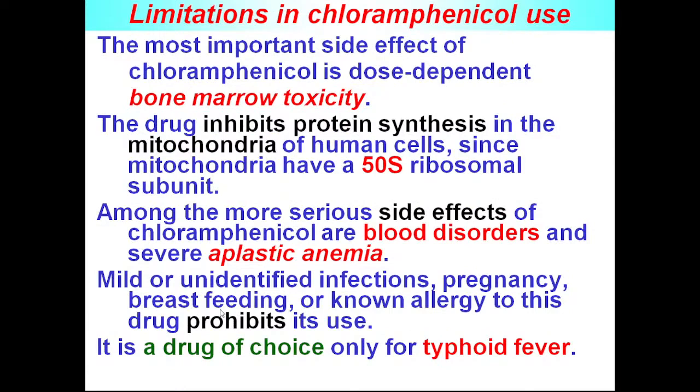But this is a good drug, but we have some limitations. It may produce dose-dependent bone marrow toxicity. The drug inhibits protein synthesis in mitochondria of human cells too, because there is a large similarity between the bacterial ribosome and the mitochondrial ribosome, which has a 50S ribosome that is smaller than the other one. Among the serious side effects of chloramphenicol we may have blood disorders, aplastic anemia, and so on. But sometimes we may use it as a drug of choice. For example, in some diseases like typhoid fever, chloramphenicol is still a drug of choice.